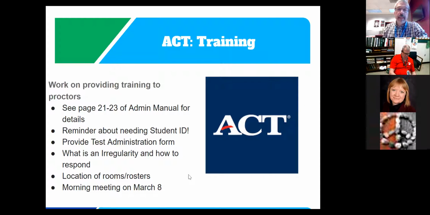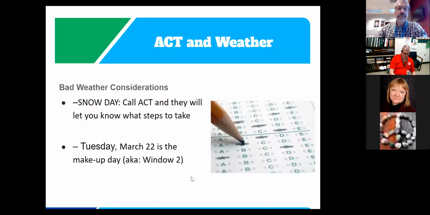All right. Now, it being March 8th in Wisconsin, there are potentials to have snow. If we have a snow day, this winter has been pretty mild in general. I would suggest that you keep in mind that ACT is the one who makes the decision about what happens.